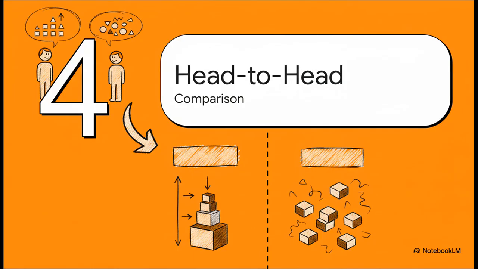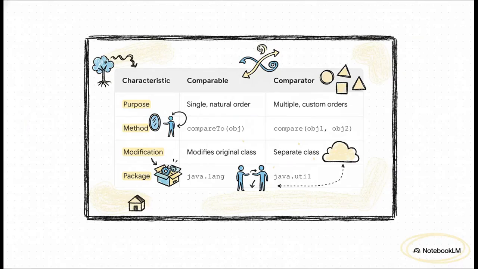Okay, so we've met our two sorting specialists. Now it's time for the main event. Let's move on to section 4 and put them right next to each other in a head-to-head comparison. This is where it's all going to click. This slide right here, this is your ultimate cheat sheet. Let's walk through it. First, purpose. Comparable is for a single natural order. Comparator is for multiple custom orders. Next, the method. Comparable uses compareTo, where the object compares itself to another. Comparator uses compare, where it looks at two other objects from the outside.